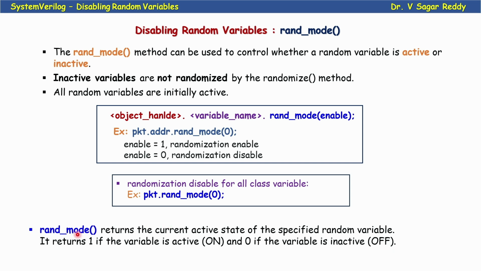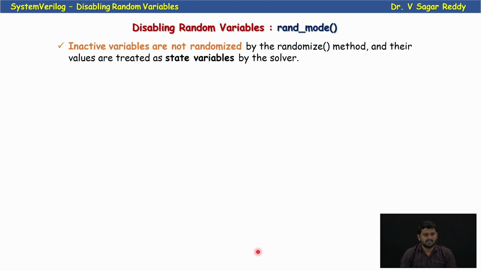Not only that, rand_mode also returns the current active state of the specified random variables. It returns 1 if the variable is active, or 0 if the variable is inactive. So it not only sets a variable active or inactive, but also returns its active state. Inactive variables are not randomized by the randomize method and their values are treated as state variables by the solver, meaning the solver treats them as normal state variables.